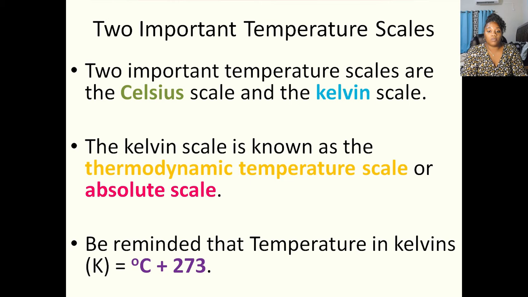Two important temperature scales are the Celsius scale and the Kelvin scale. The Kelvin scale is known as a thermodynamic temperature scale or absolute scale. Be reminded that temperature in kelvins can be converted to degrees Celsius by subtracting 273, or you could just convert degrees Celsius to kelvins by adding 273.